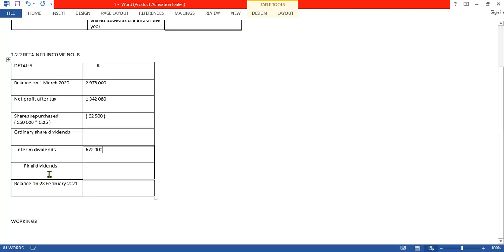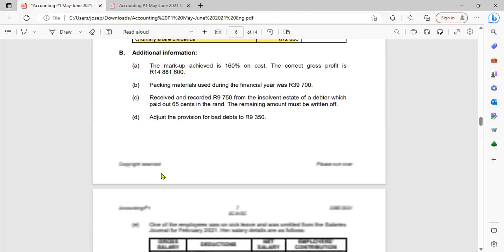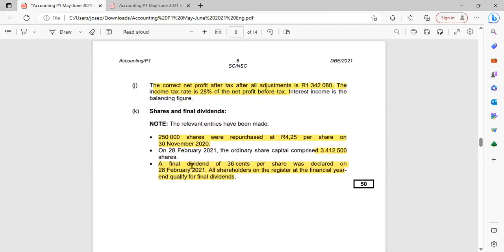Now that I don't have final dividends, I have to do some calculations to find how much the directors, or the company, declared to shareholders as dividends. Remember that this will be your final dividends or declared dividends. Let me go and share my question paper. They said a final dividend of 36 cents per share was declared on 28 February. So the number of shares that we have on the 28th of February is the one that qualifies for final dividends.